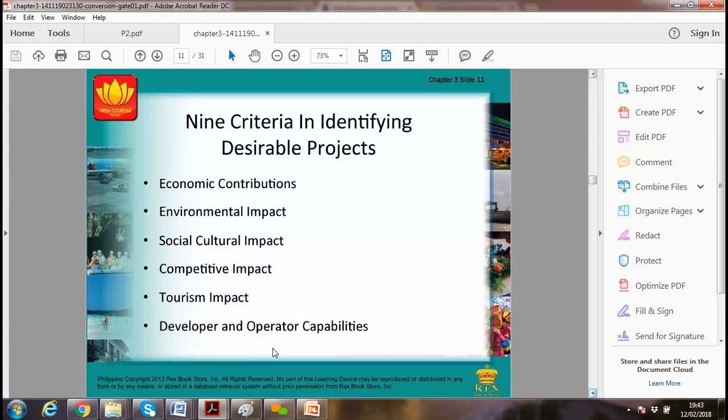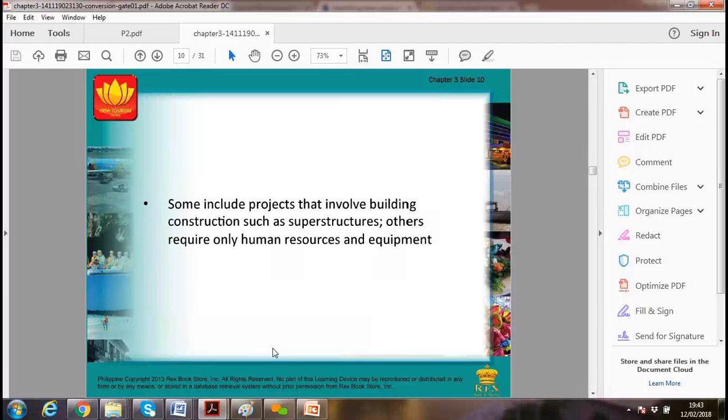Economic contribution. So economically, what will this new project, or think about HS2 or HS3, contribute? If they do not contribute economically, then of course that will be huge.